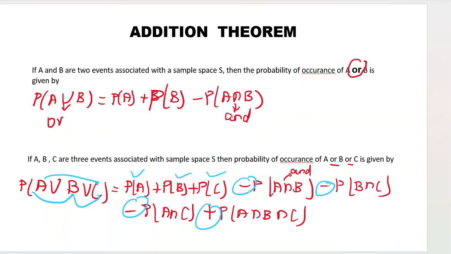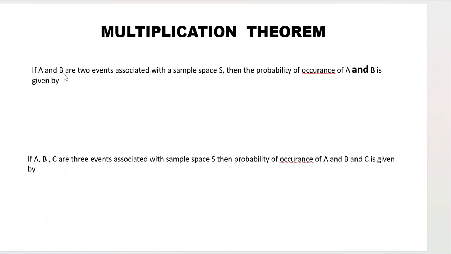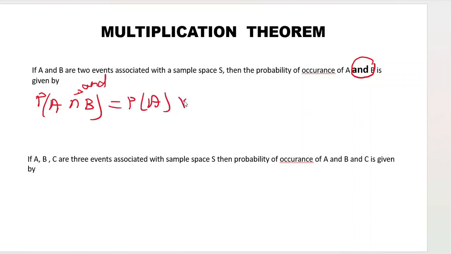Now we move on to the multiplication theorem. If A and B are two events associated with sample space S, then the probability of occurrence of A and B, so in this case we are interested in probability of A and B, and AND is nothing but intersection. This probability is nothing but probability of A multiplied by probability of B, given that A has occurred. This part is called conditional probability.